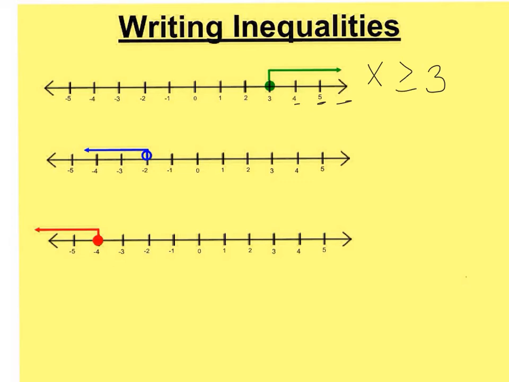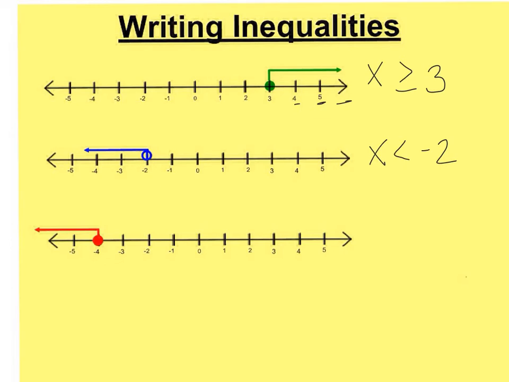Look at the second graph. We have a circle on negative 2. That circle's open, so that means my symbol must be less than or greater than. Which way does this arrow point? Is it pointing at numbers smaller than negative 2 or greater? We're pointing at numbers smaller, right? We're moving away from the positive numbers, so x has to be less than negative 2.